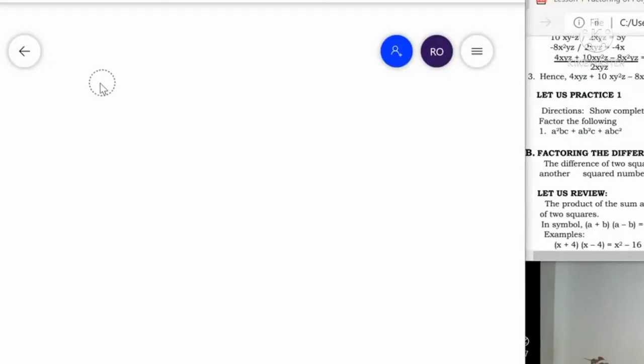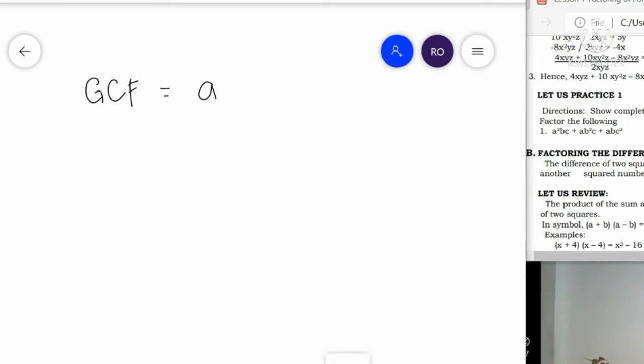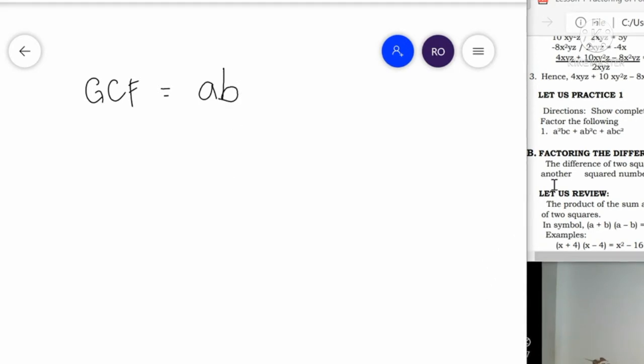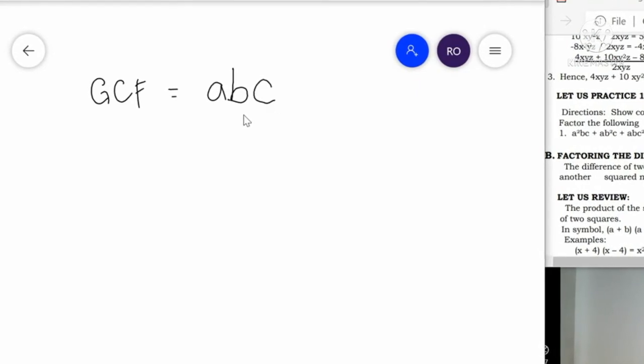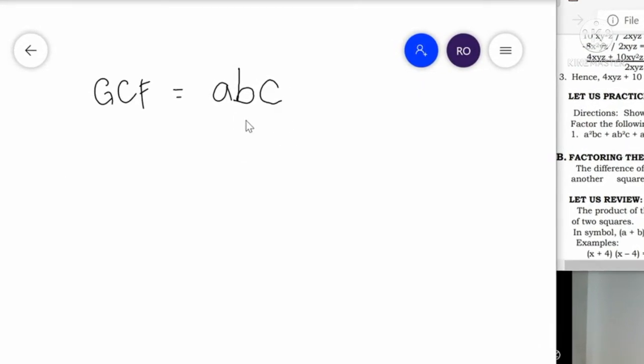Okay, so the GCF here in terms of A is A. In terms of B naman, yung una ay B, then the next one is B squared, the other one is B. So therefore, the GCF is B, the variable with the lowest exponent. In terms of C, ganun din. Meron tayo ditong C, AC, and C squared. So the lowest is C in the first degree or C raised to 1. So this is now the GCF.